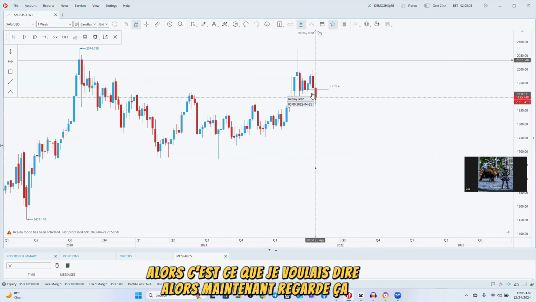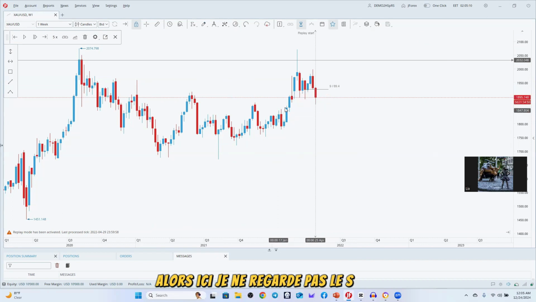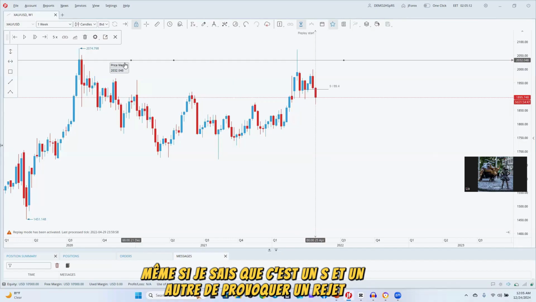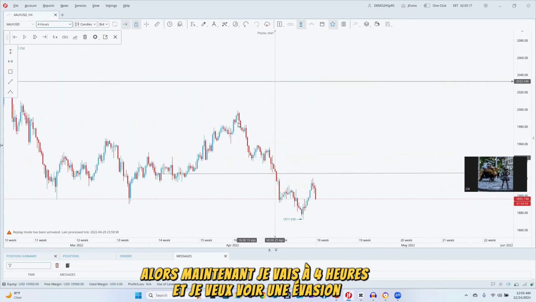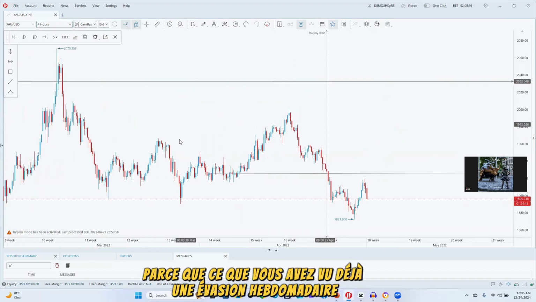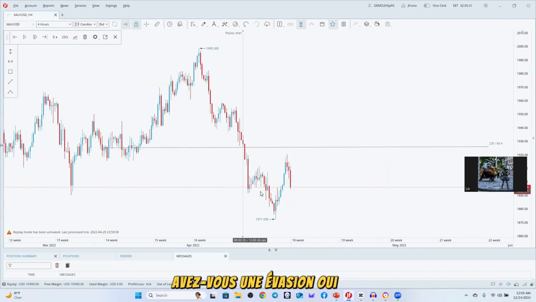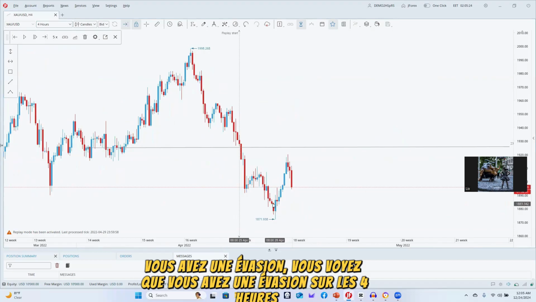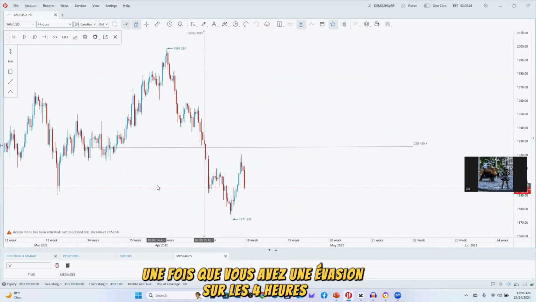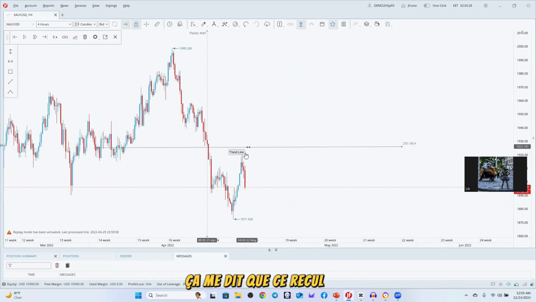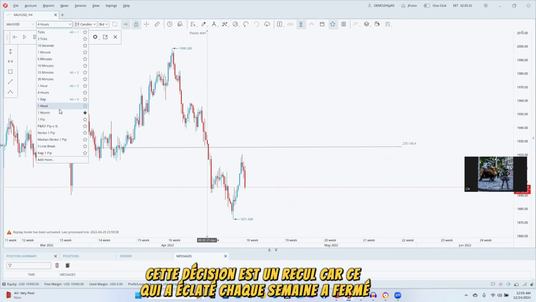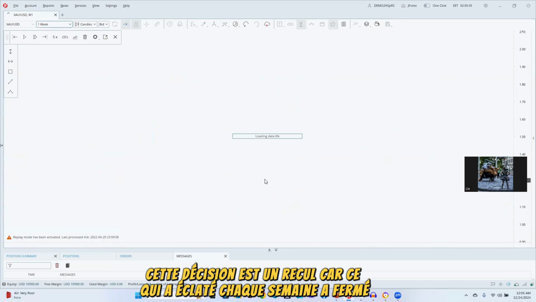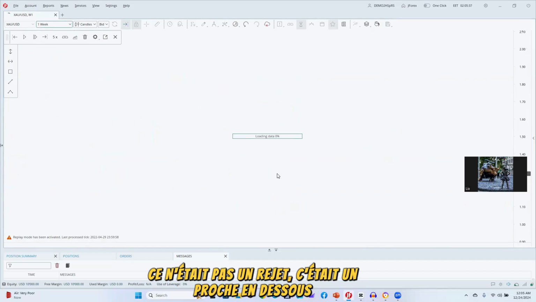So now look at it. Here I'm not looking at the SNR, even though I know that it's an SNR that will cause a rejection. So now I'll go to 4 hour and I want to see a breakout, because what we've seen already is a breakout on the weekly. Do we have a breakout? Yes, we have a breakout on the 4 hour. Once you have a breakout on the 4 hour, it tells me that this move is a pullback, because weekly has broken out, has closed. It wasn't a rejection, it was a close below.